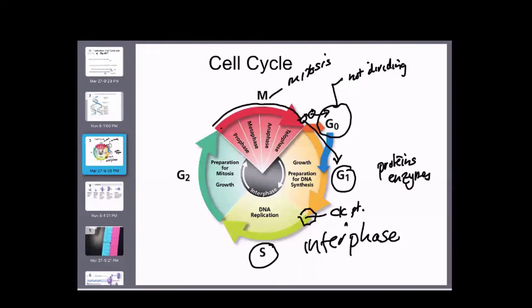So G1 is your preparation for DNA synthesis. S phase is where you replicate all of your DNA. Once you finish replication, there's going to be a further stage of growth. We call that the G2 phase. And then at the end of G2, we're going to have another big checkpoint over here. If everything is okay, then the cell's going to commit to go through the division phases known as mitosis, where you have chromosomes and those chromosomes separate into two identical daughter cells.